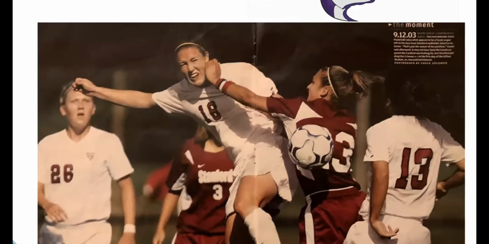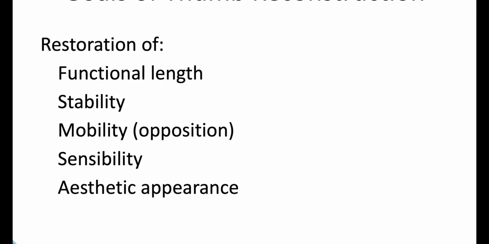So when we think about causes of thumb loss, there's a variety, and we're going to focus on a couple that are more common: congenital, trauma, infection, tumor resection, as well as thermal injury. But really we're going to talk about more trauma in this, or tumor resection. Our goals of thumb reconstruction are to create functional length, good stability with mobility to allow for opposition, sensibility, and then as good of an appearance as possible.